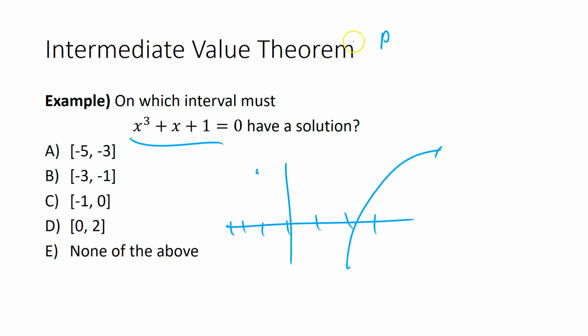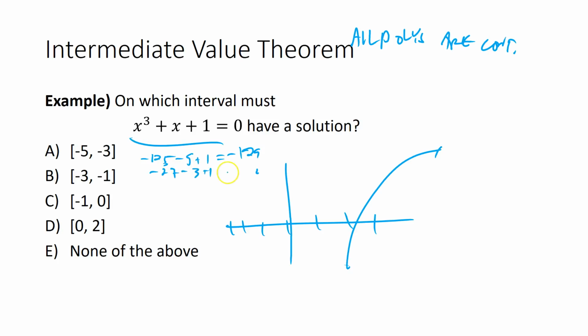That's worth writing down. All polynomials are continuous. So if you're ever given some kind of a polynomial, you know it's going to be a continuous function, because all polynomials can be drawn without lifting your pencil. So let's check these. We plug in -5. -5 cubed is -125. And then we'll have -5, and then +1. That's a very negative number, right? That's -129.